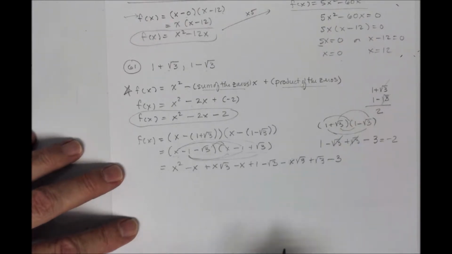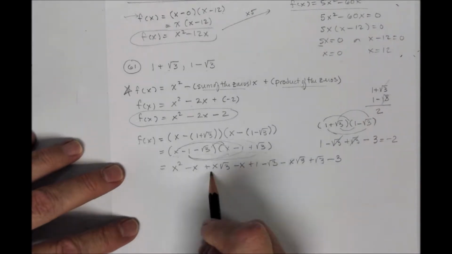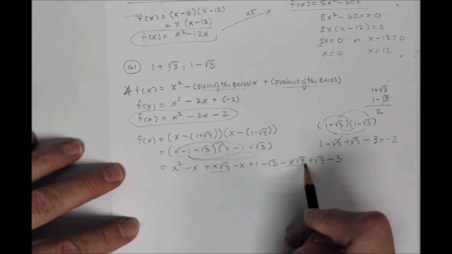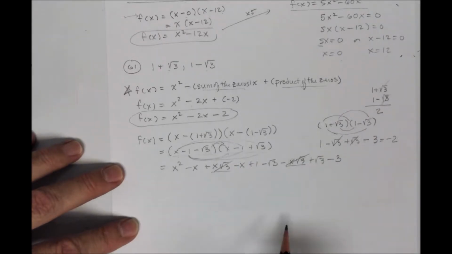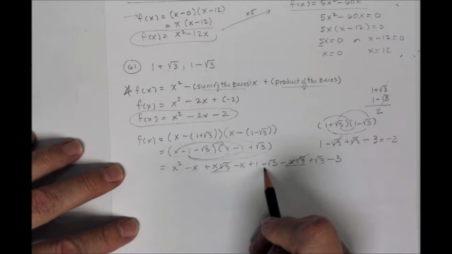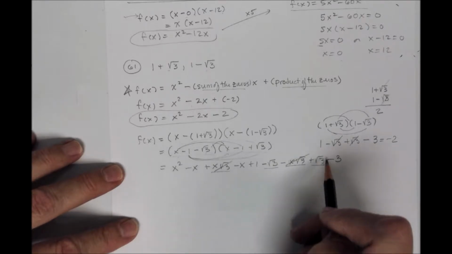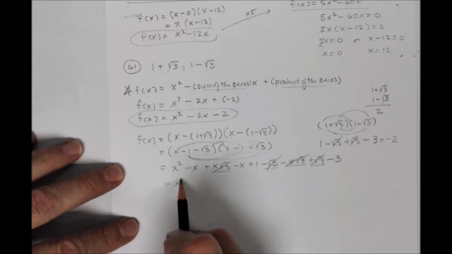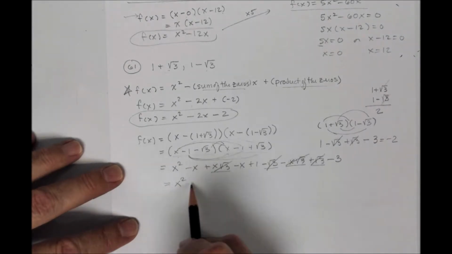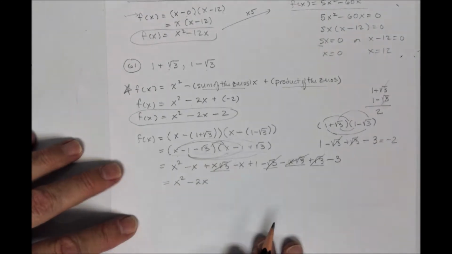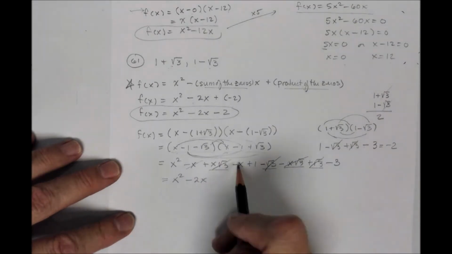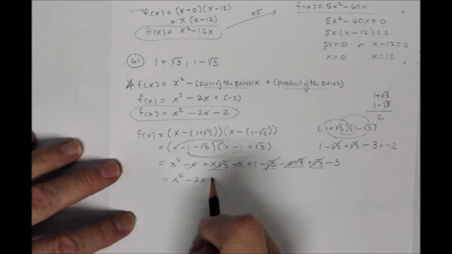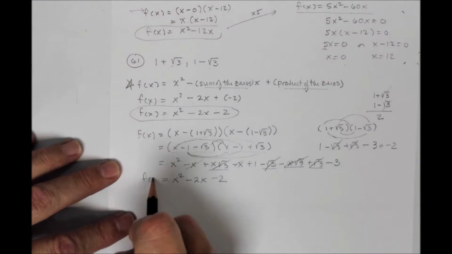Now let's see what happens here. This and this cancel out. Okay? This and this cancel out. So that gives me x squared. I have a minus x and a minus x is minus 2x. And I have a plus 1 and a minus 3, and that's a minus 2. Look, I got the same exact answer.